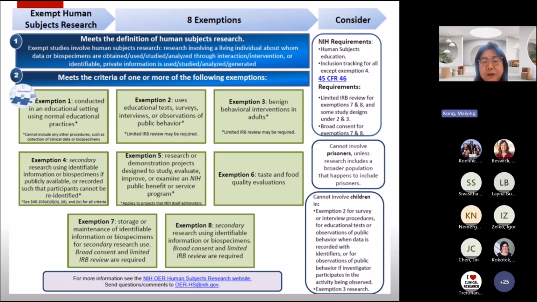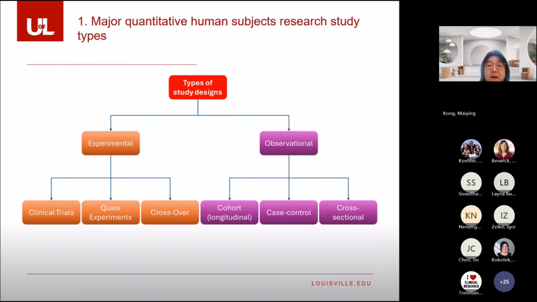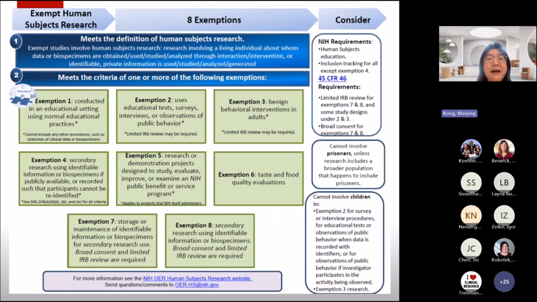Exemption 8 is secondary research using identifiable information or biospecimens. Broad consent and limited IRB review are required. For IRB approval and protocol development, we have a clinical trial unit. They have expertise who can help, which later I will refer you to on how to contact them.